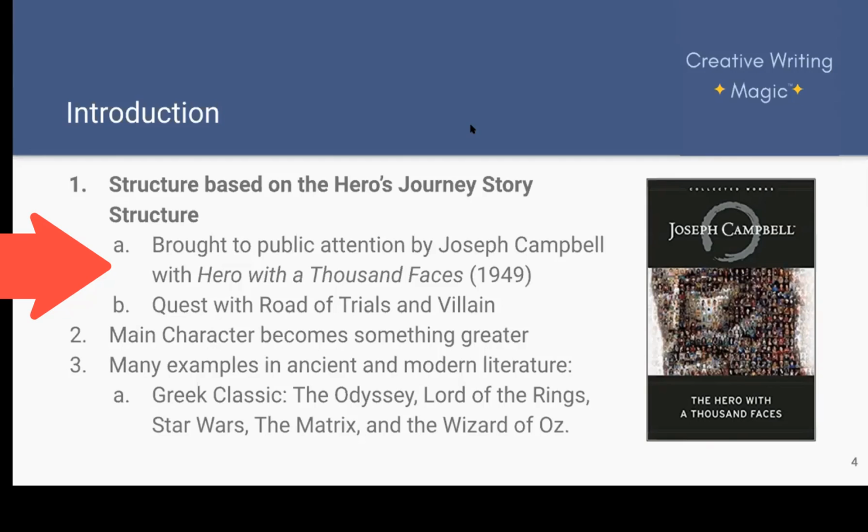So the idea here is that within the hero's journey structure, the main character from the beginning to the end becomes something greater. And as I mentioned, there are many examples, including The Odyssey, Lord of the Rings, Star Wars, Matrix, Wizard of Oz. And those are just to name a few. And today, I hope you all are Wizard of Oz fans, because we're going to go really in depth and look at Wizard of Oz as our prime example.